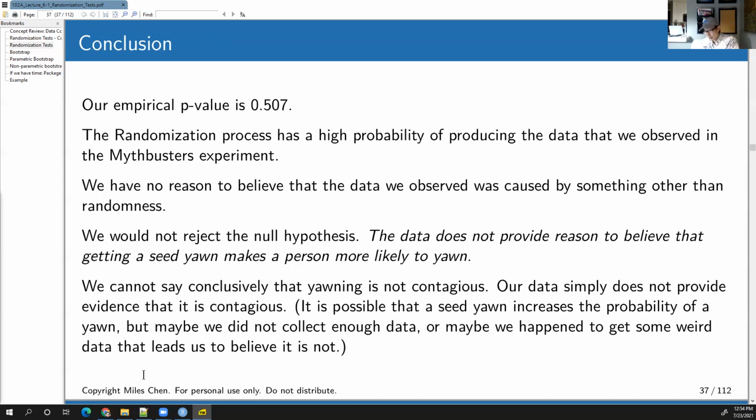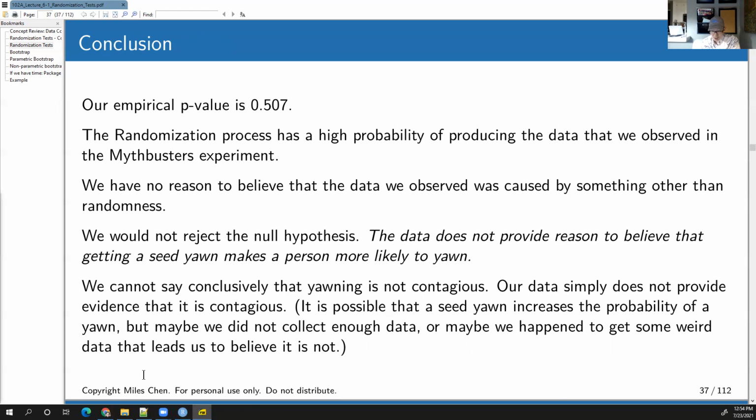After they saw the person yawn, the probability that they yawn is 29%. We said that's bigger than 25%. Therefore, when they see someone yawn, it increases their probability of yawning by 4 percentage points. And they say that means yawning is contagious.